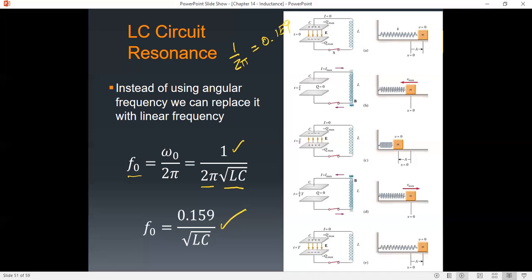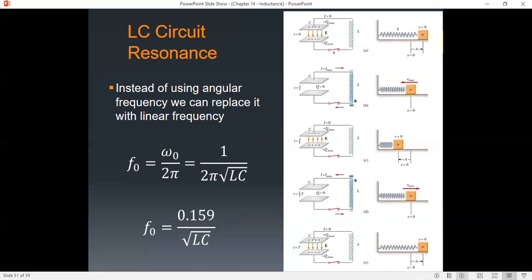Just to give you an overly simple example, let's add an inductor of 1 Henry and a capacitance of 1 farad. 1 times 1 is 1, the square root of 1 is also 1. That circuit would have a frequency of 0.159 hertz. Well, that'd be really, really slow. Let's do something a little more realistic.